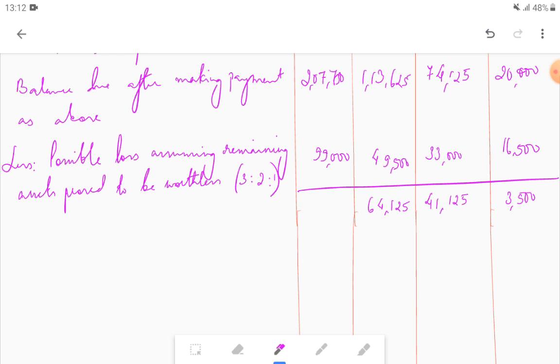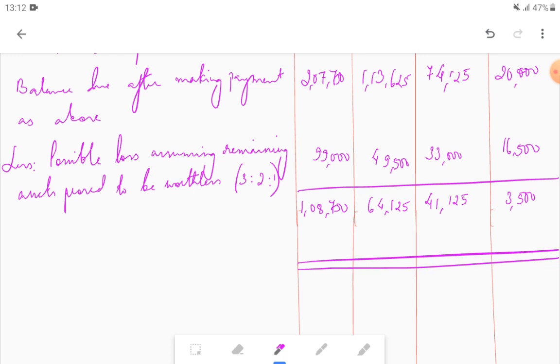Let's calculate this total and see. 64,125 plus 41,125 plus 3,500. We're getting a total of rupees 1,08,750, which is the amount that we're supposed to actually distribute. Okay, so this is how we're distributing this amount.